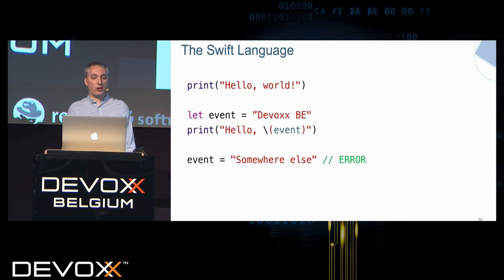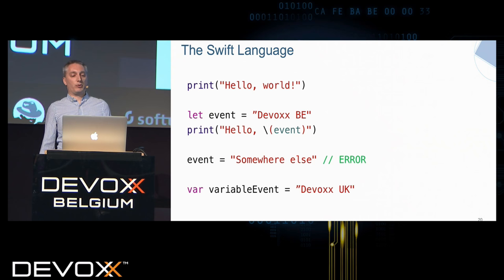So let was for doing a constant, which means that if I then tried to assign that to something somewhere else, that would be an error. And that would be a compile time error as well, going back to what I was saying earlier about Swift prioritizing safety as a language feature. So if you wanted to be able to change your variable, you would use a var instead. So there we go, devox UK this time, if you were going to a different event.